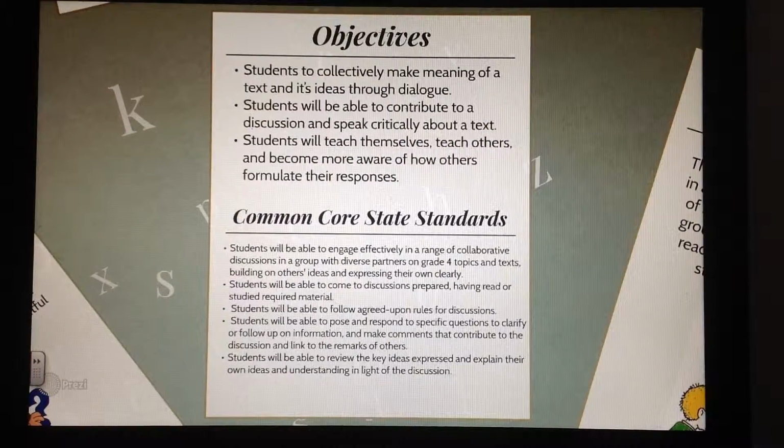Through this inquiry, students will be able to collectively make meaning of a text and its ideas through dialogue. Students will be able to contribute to a discussion and speak critically about a text, and students will teach themselves, teach others, and become more aware of how others formulate their responses.